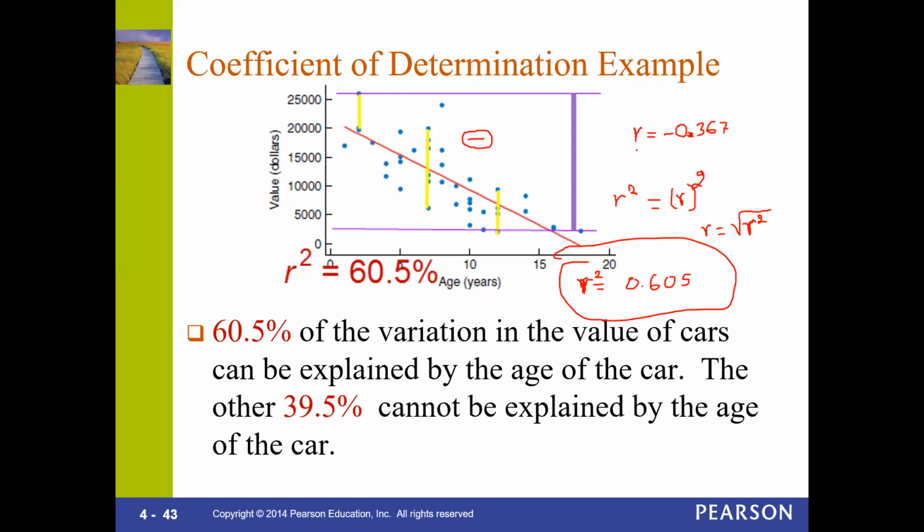Do not confuse this part here with that number here. As you can see, this one says 60.5% is explained by this line, but about 40% cannot be explained. So this correlation is a little bit weak. It gives you negative 0.367, which is not that strong a correlation. That means the regression line doesn't explain too much. Okay. Any questions so far?